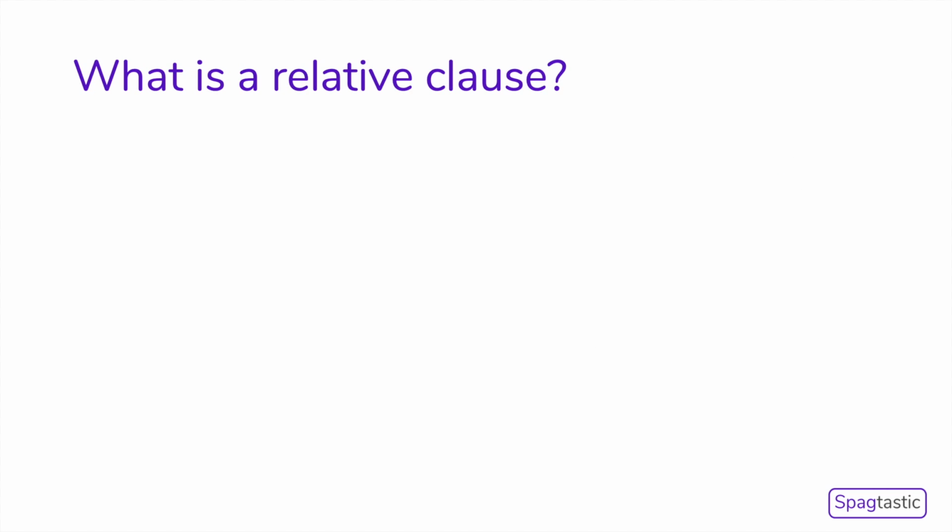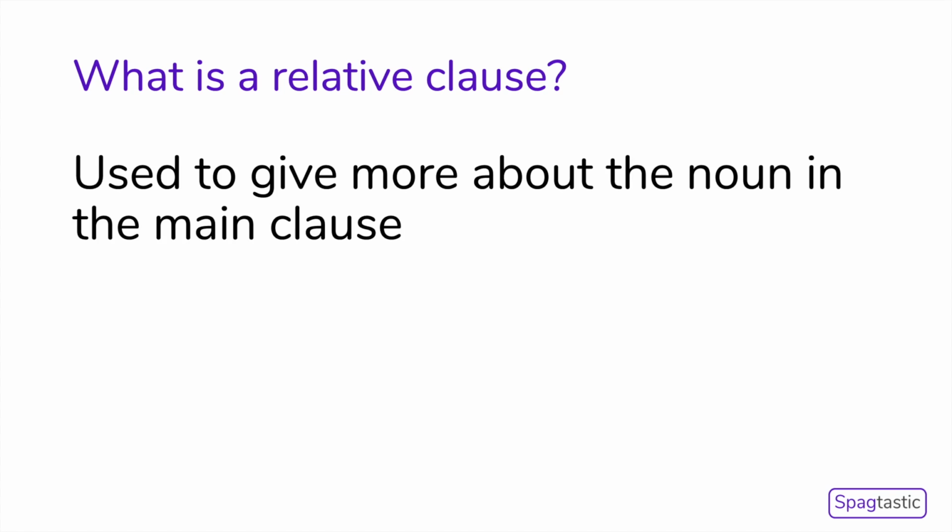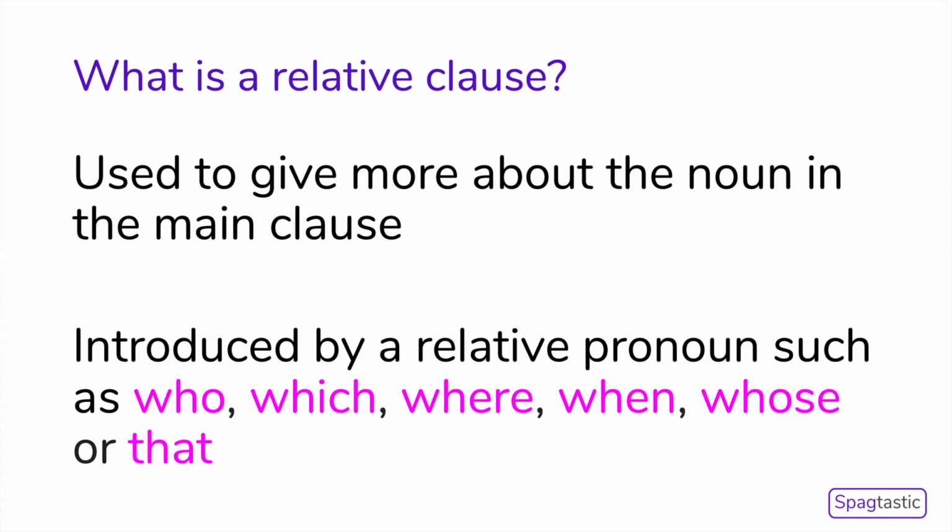Now let's learn about relative clauses. A relative clause is a type of subordinate clause that is used to give us more information about the noun in the main clause. Remember that a noun is a naming word for a person, place, animal, or object. A relative clause is introduced by a relative pronoun, such as who, which, where, when, whose, or that.